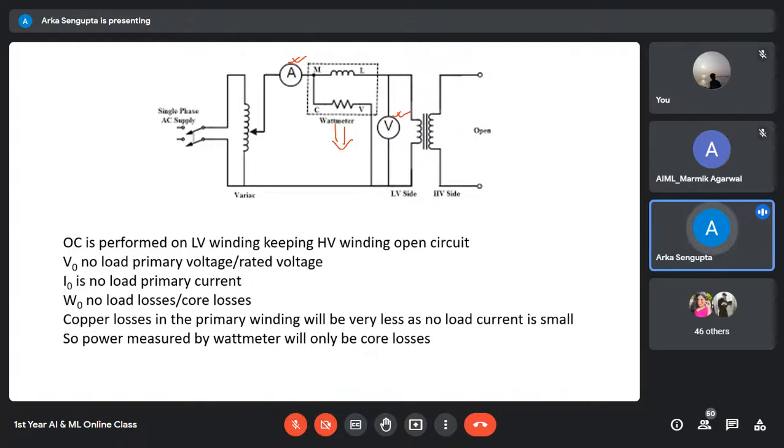Now, this is the basic operation of a transformer. From here, with the help of the open circuit test, we can find out the active current and the magnetizing current of the transformer. What is active current? The active current is the no load current, the current flowing in the transformer under no load condition. And what is magnetizing current? The current which is required for magnetization of the core. That is magnetizing current.